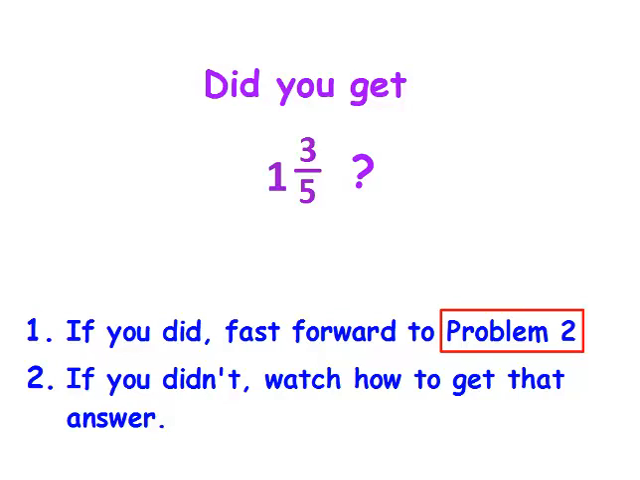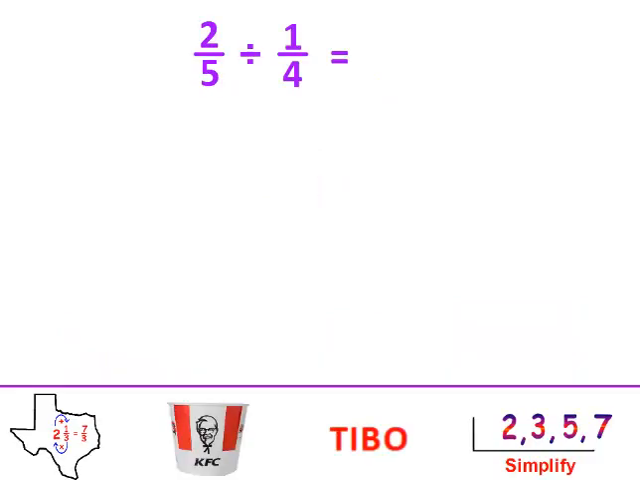Did you get 1 3/5? If you did, fast forward to problem 2. If you didn't, watch how to get that answer. Okay, the first thing is to make sure that they're in fraction form, and they are because that's what we're working with right now. The next is your chicken. Keep, flip, and change. So now it's just multiplying fractions.